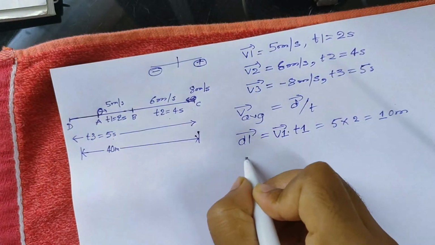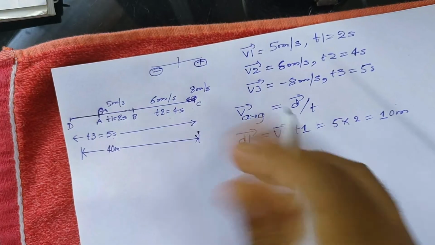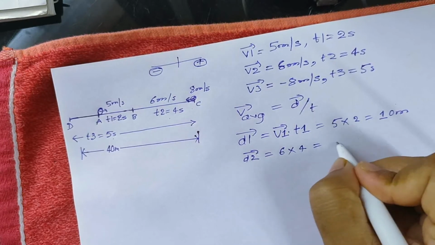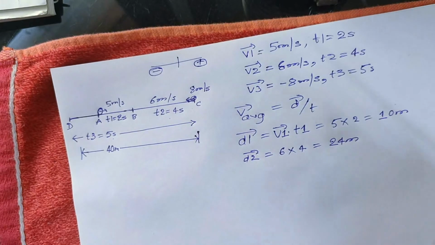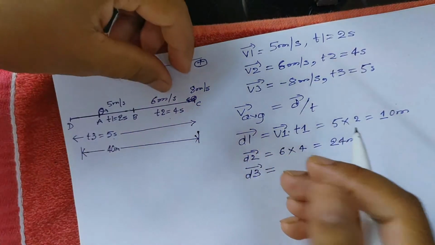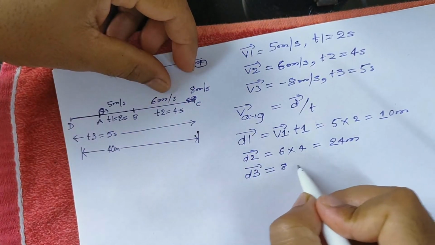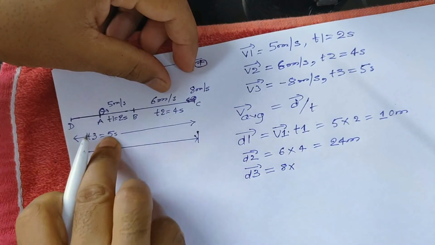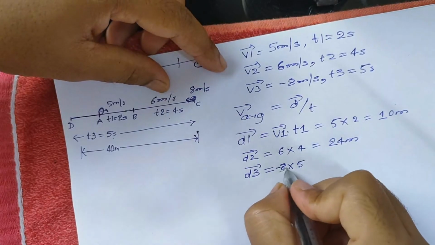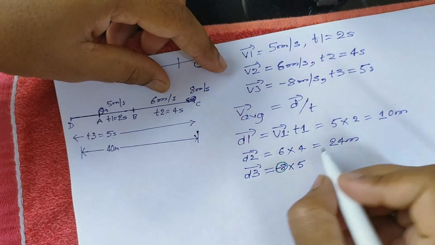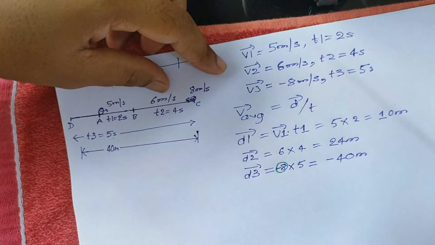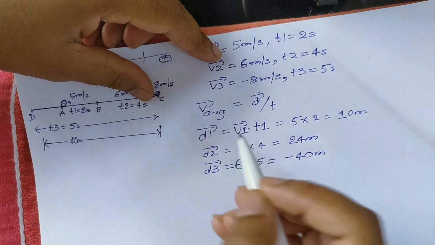Fine. What is d2? In the same way, d2 will come out to be 6 into how much? 4. So it will come out to be plus 24 meter. And what is d3? Just pay attention here. d3 is minus 8 meter per second, minus 8 into how much? Duration is 5 seconds. So displacement is coming to be minus 40 meter. Now calculate the net displacement or the total displacement, whatever you say.